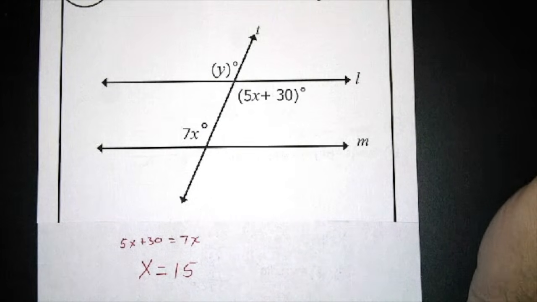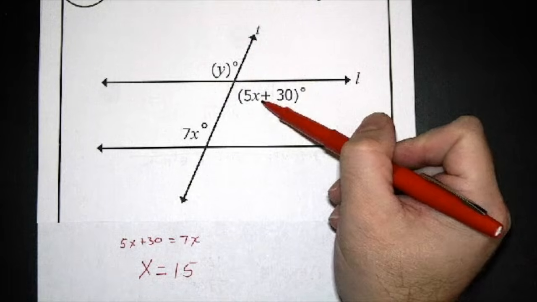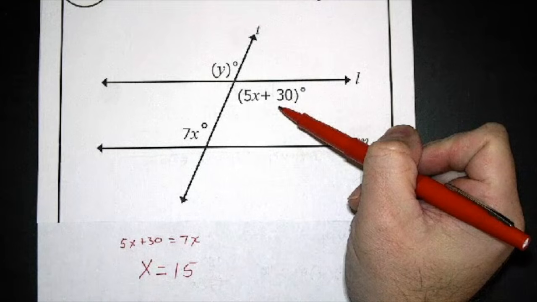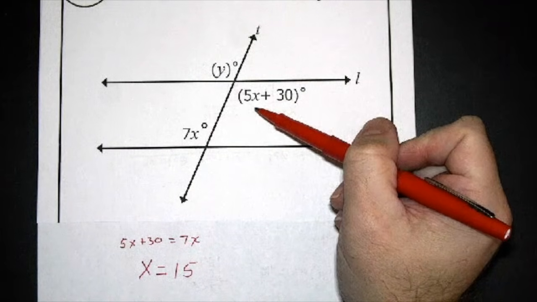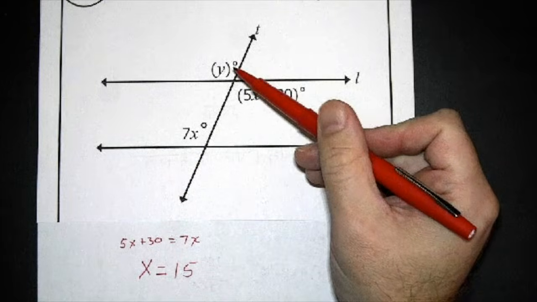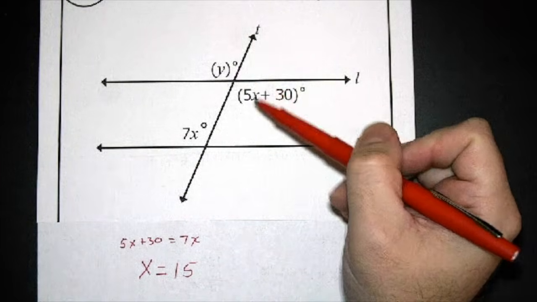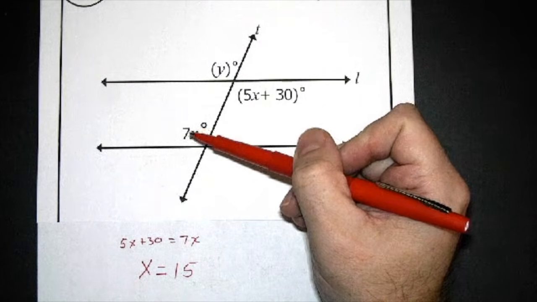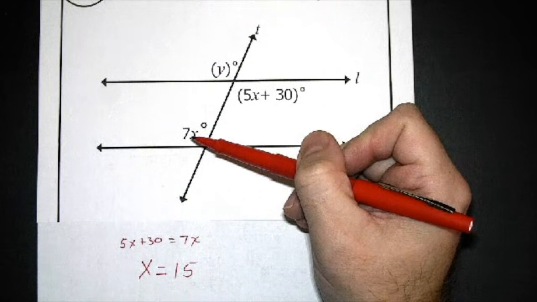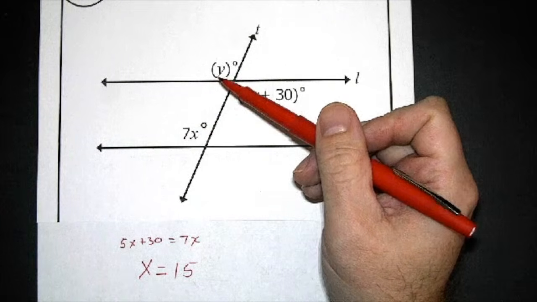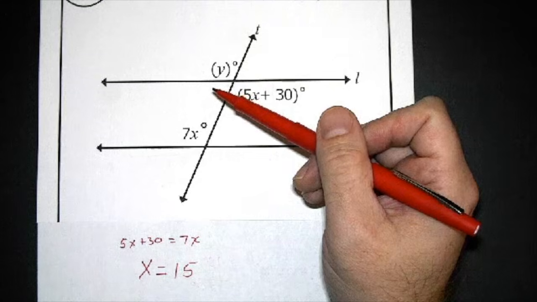So now what are we going to do with that x? Well, I have a couple of options. I can plug x into this angle and get the measure of that angle, and y will be equal to that value because these are vertical angles. Or I can plug 15 into this x here for this angle and get the value of that angle, and y is also going to be the same as that angle because these are corresponding angles, and corresponding angles are equal.